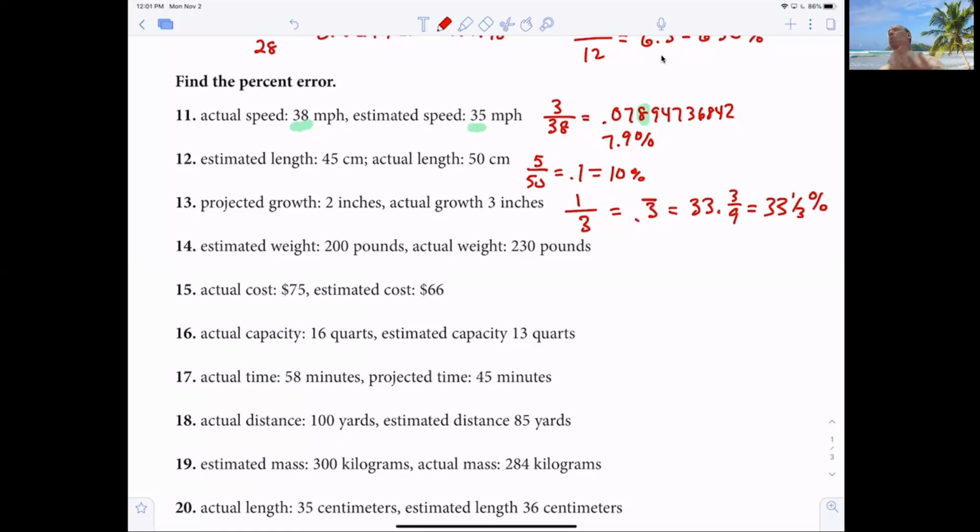That's why, if you put 33.3%, do I really care? I don't really care.